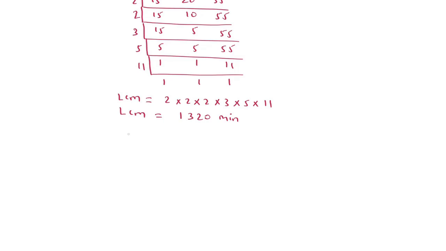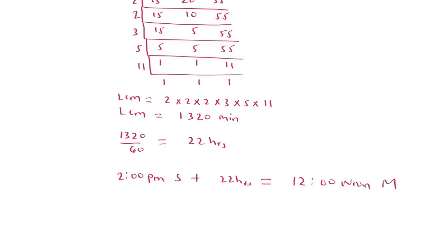Okay, so let us convert these minutes in terms of hours. So we are going to take 1320 minutes divided by 60, of which solving this we are going to have 22 hours. Okay, so next we are going to take this 2 o'clock p.m. Sunday plus 22 hours, which is going to be 12 o'clock noon on Monday. Okay, so therefore the airplanes will arrive at 12 o'clock noon on Monday.